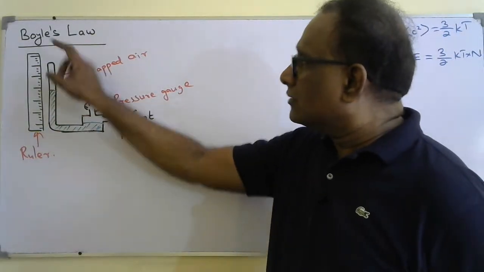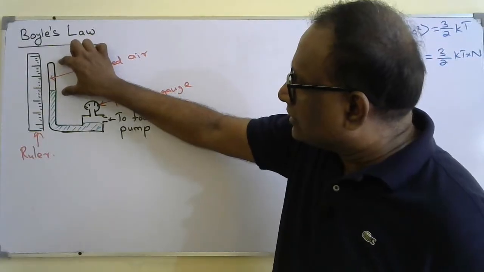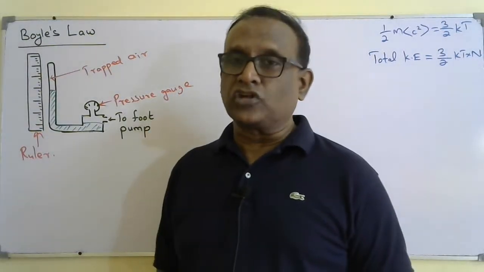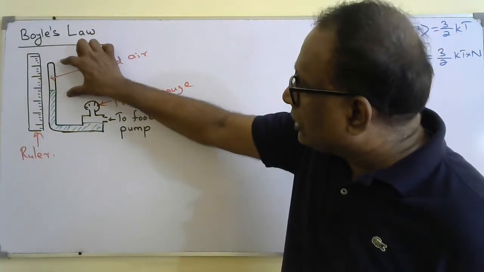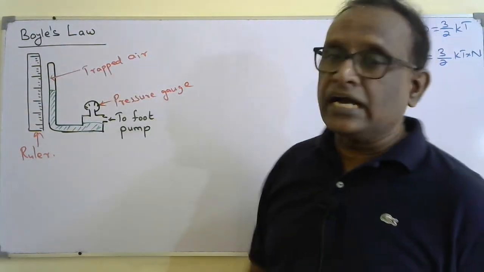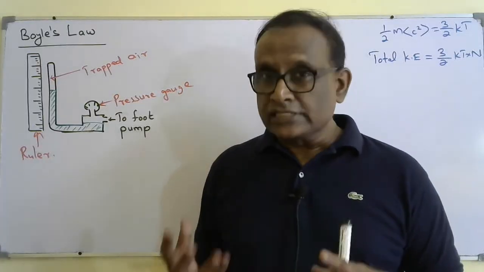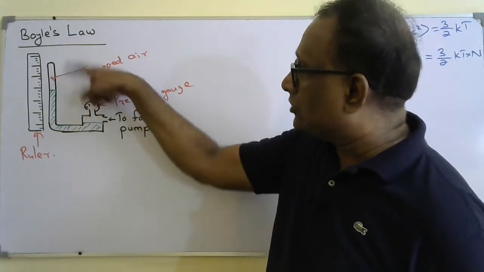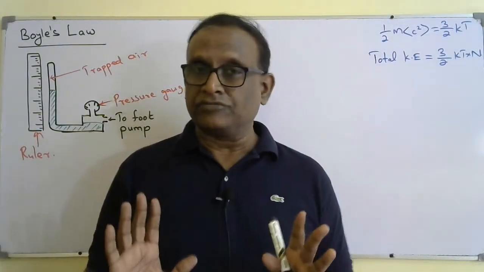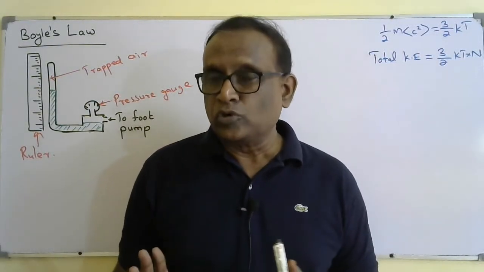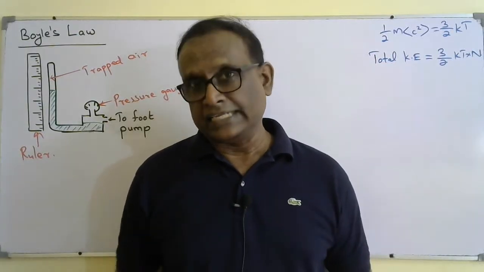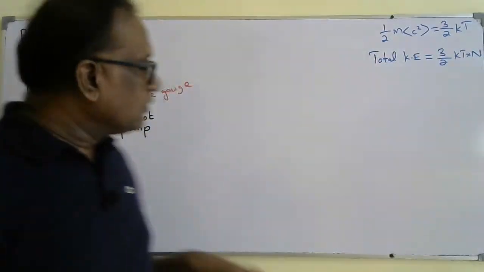We know the tube, which consists of trapped air, has a uniform area of cross section. Since the area of cross section of the trapped air column is constant, uniform everywhere, volume will be directly proportional to the length of the trapped air column. Careful, volume is directly proportional to length of the trapped air column because the cross sectional area is uniform. So not a big issue.